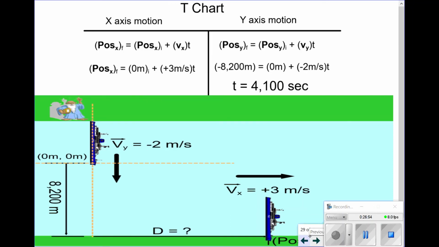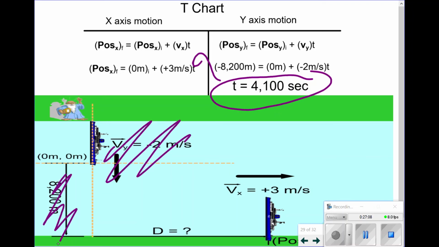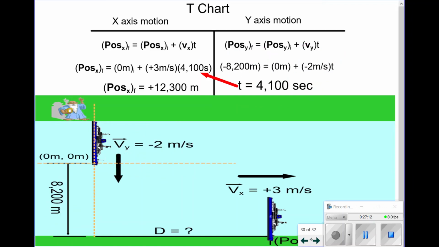So I can easily find the time, which is 4,100 seconds, and I can now take this and plug it right into my time for this side. Now, as of this time, I know what the time is, so I don't care about the Y motion at all. I just needed the time, and that is it.